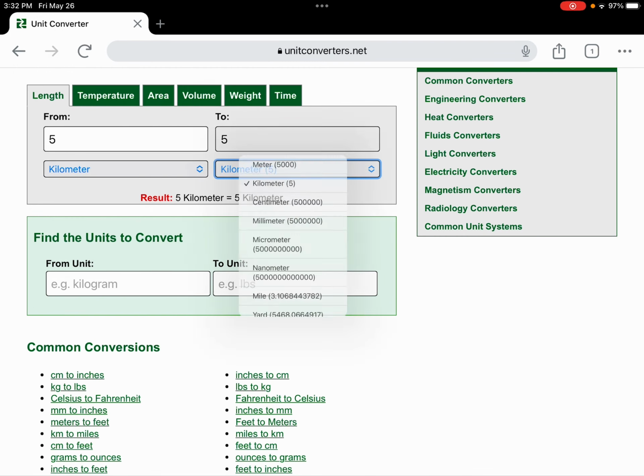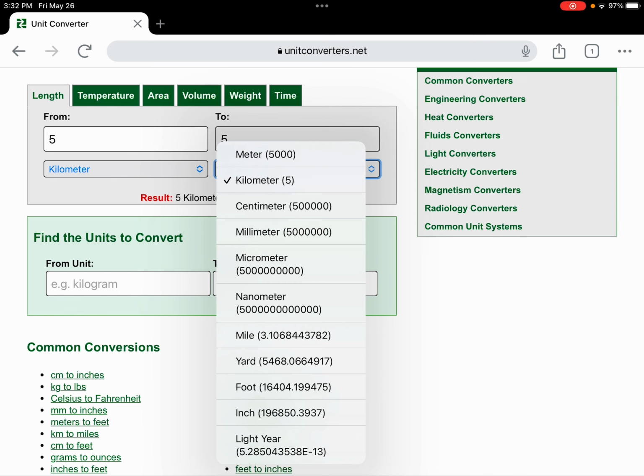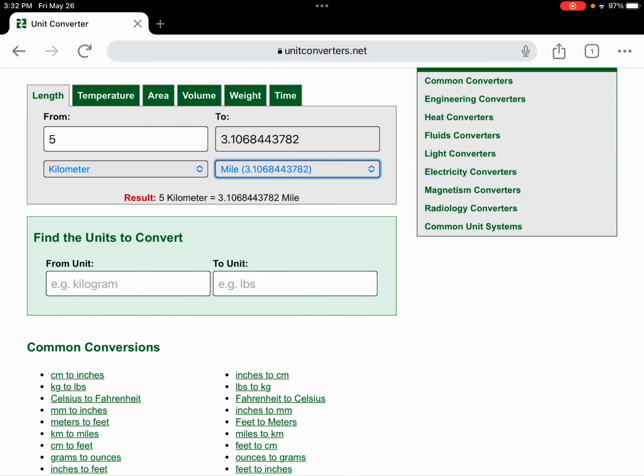And then we don't want to convert it to kilometers. We want to convert it to miles. And so, ta-da, 5 kilometers is equal to 3.1068 miles.